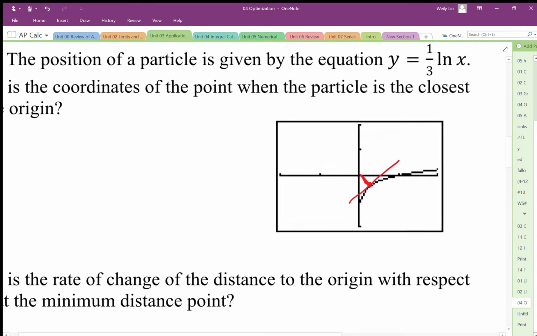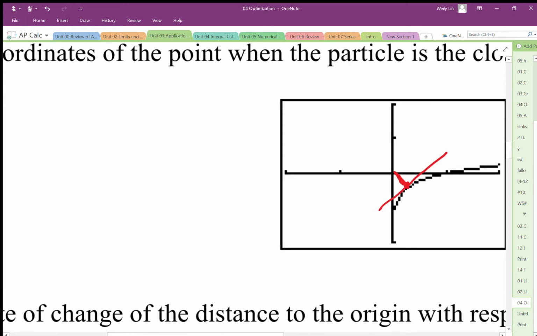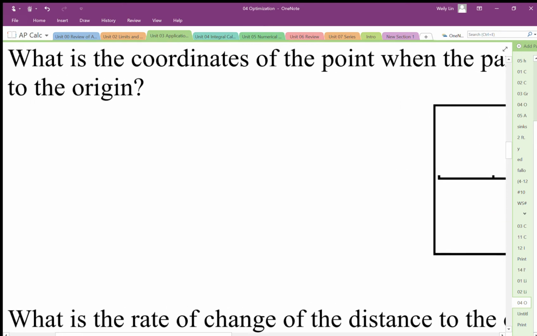So how do we find this point? We need to come up with a system here. We could come up with the distance formula and minimize the distance. However, if we use the property that this line must be perpendicular to that tangent line, we can do this. We can generalize this coordinate as x, y, and the slope of that red line is going to be y over x.